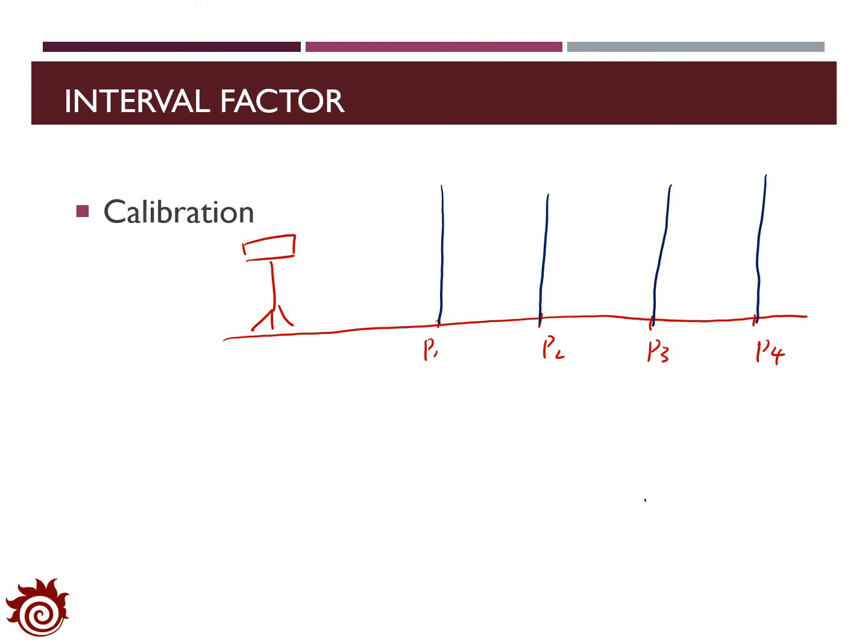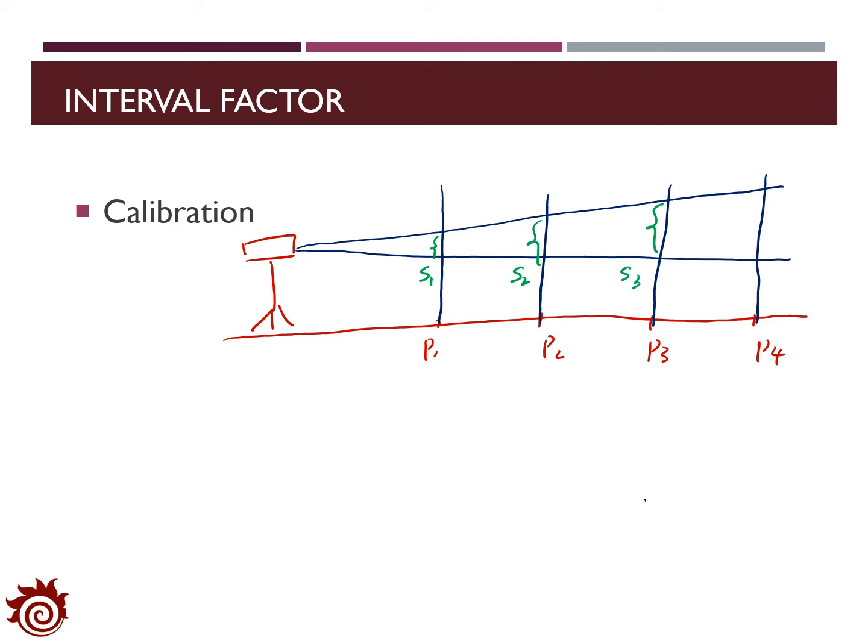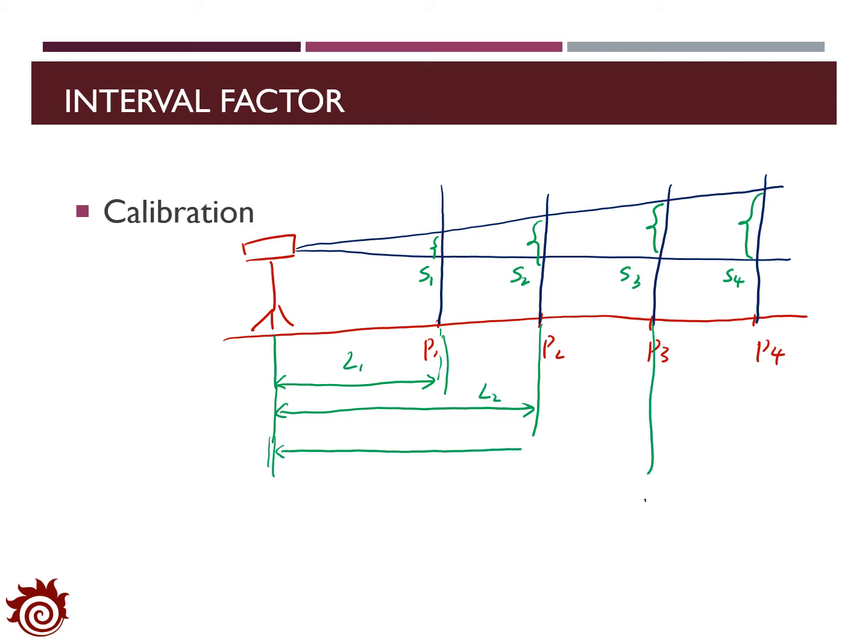And then we will have the readings from all these rods. Instead, we will have S1, S2, S3, S4, and so on. In addition, we are given the distance to all these points. To P1, say, is L1. To P2 is L2. P3, L3, P4 is L4.